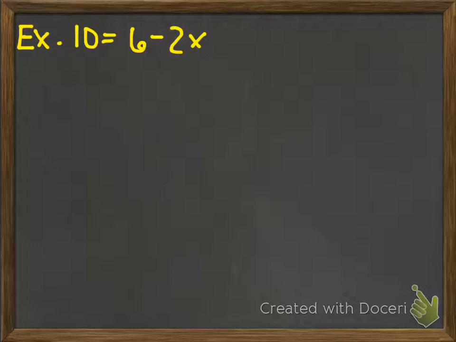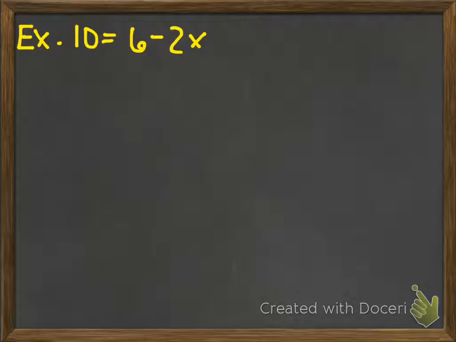Okay, so here's another example. 10 is equal to 6 minus 2x. I really hate this problem in the sense that there's so many. I really should be paying attention for that bell. Sorry guys, but okay, so here's what we're doing here.